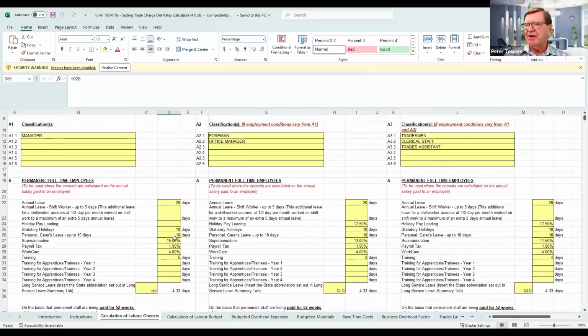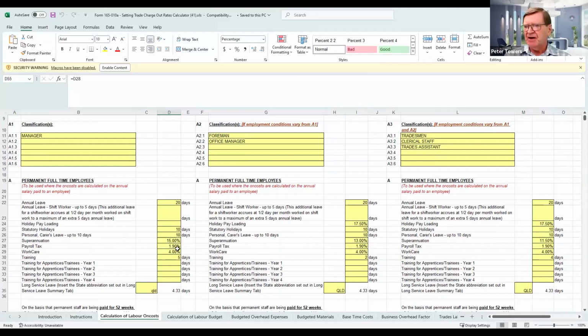Annual leave, everyone's on 20 days. Now, the shift work allowance, no one's getting it. Now, the holiday pay loading, we have shown that the manager's not getting paid that, but the other two categories are 17.5%. Statutory holidays, everyone's getting the 10 days. Personal care, we've factored in 10 days for everyone. Now, superannuation, the manager's on a special arrangement. He gets 15% super. The foreman and office managers are getting 13%, and the normal staff are on 11.5%.